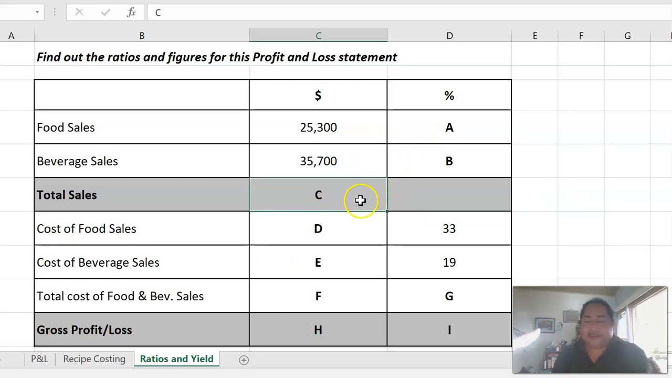One of the first things you work out before you go to A is C. How do we get C? It's just adding these two, the total food sales and total beverage sales. So equals, add that cell C4 plus C5, enter. Simple as that.